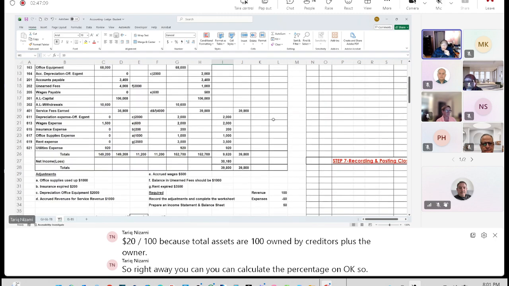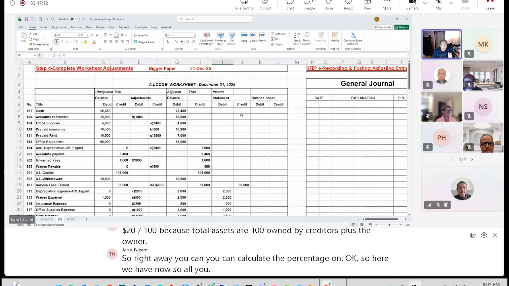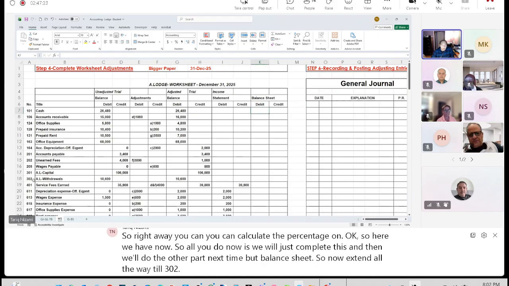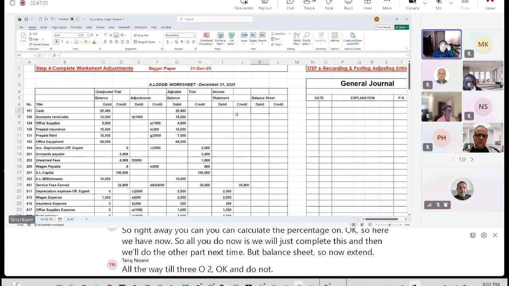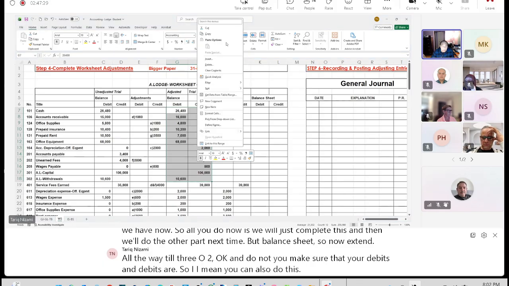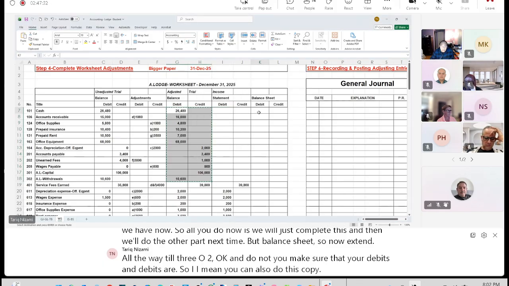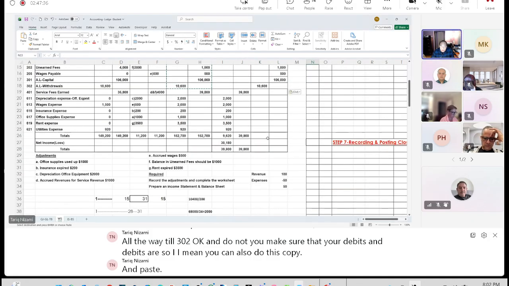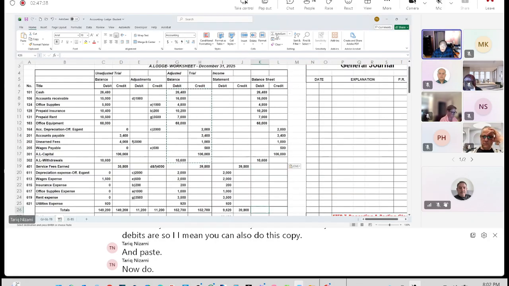Okay, so here we have now. All you do now is we will just complete this and then we'll do the other part next time. But balance sheet. So now extend all the way till 302. Make sure that your debits and credits are balanced. You can also copy and paste. Now do your sum so that you don't make a mistake.